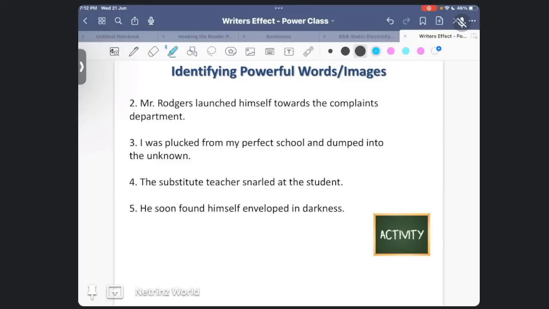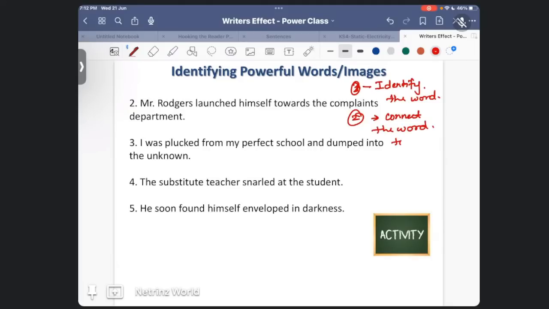So first, what did we do, Mahika? What was the first step? First, we find out what the word was, and then identify the word that is creating that effect. Second, Asha, what did we do? Then we have to see the word and see the rest of the sentence, and then connect the word to the sentence. I picked the word launched and then I connected it to the sentence. Mr. Roger launched himself towards the complaint department.